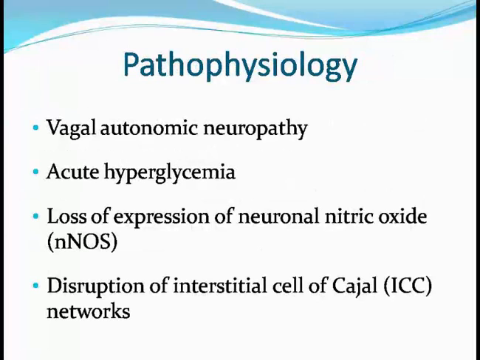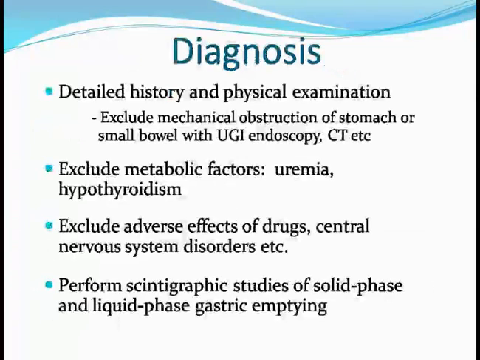If you look at the pathophysiology, as I just said, it is not just the autonomic neuropathy, but the effect of hyperglycemia directly on the smooth muscles, loss of expression of the neuronal nitric oxide, and certain effects on the enteric nervous system as well. So it is multifactorial and not just the autonomic neuropathy, although that remains one of the most important causes.